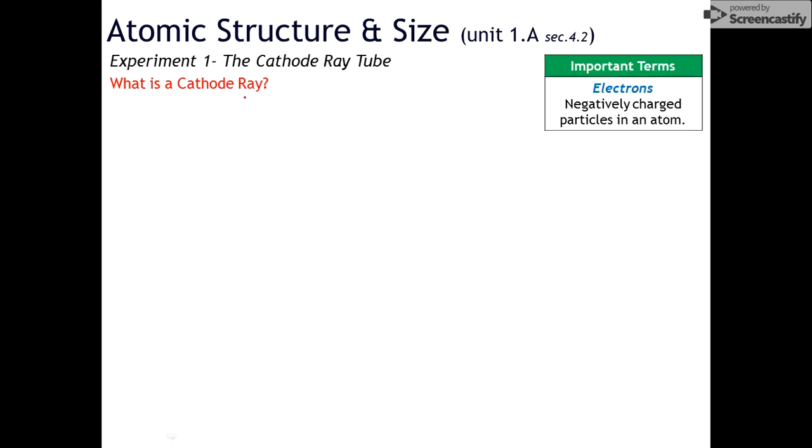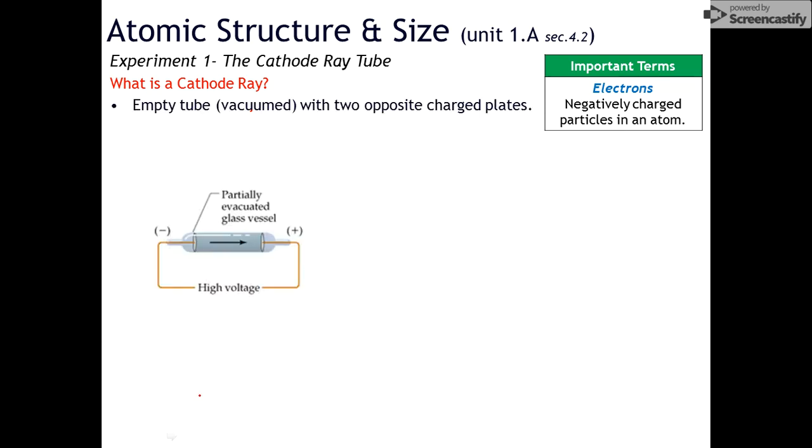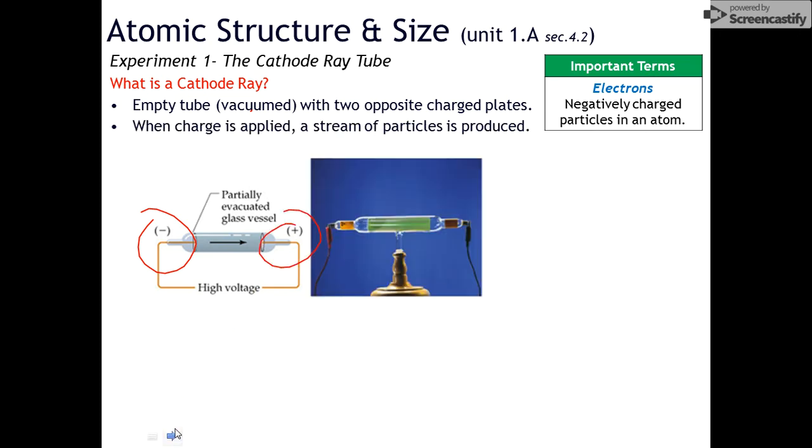So what's a cathode ray? A cathode ray is an empty tube. Imagine a glass tube, a vacuumed out tube in which all the matter, the air we talked about, is taken out. And there are opposite charges on each side of this cathode ray tube. When the charge is applied, a stream of particles is produced.